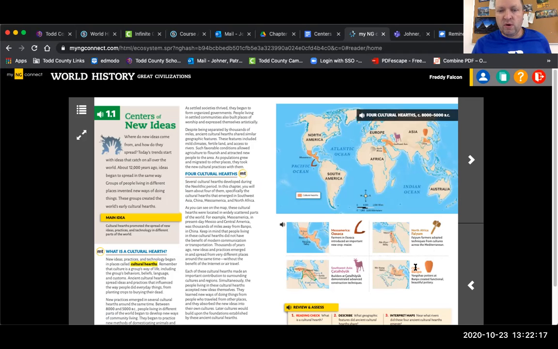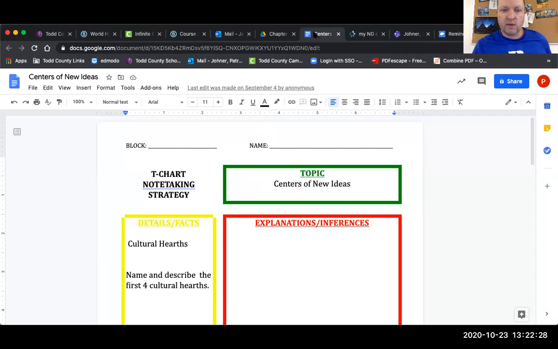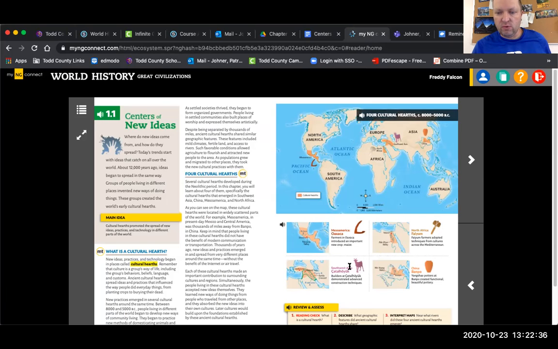So like our first one after this one will be Chatalhoyuk. We'll talk more about what the village was like and everything, and then we'll move on to each and then we'll cover all four. So once again, vocabulary word, yellow word. And we needed to name and describe the first four cultural hearths. 1, 2, 3, 4, the name and the description.